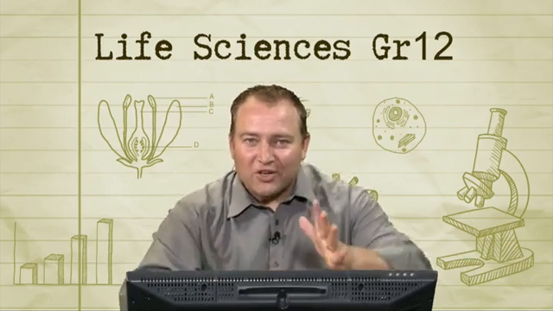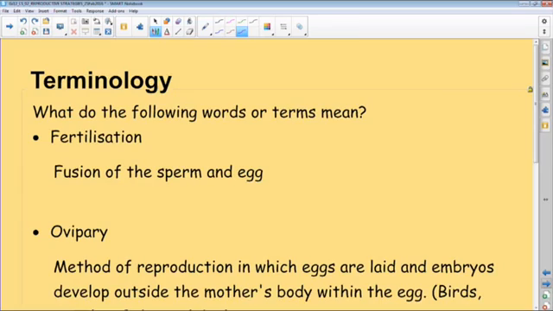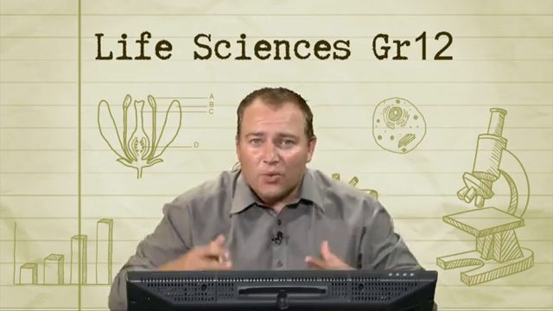Right, let's have a look at it. We're going to go through the first one, which is very simple. You've been doing this for so many years from grade 9. The first one is fertilization, and fertilization is the fusion of the sperm and the egg cell. Very easy. You are going to get this when you do human reproduction. It's very important to remember.